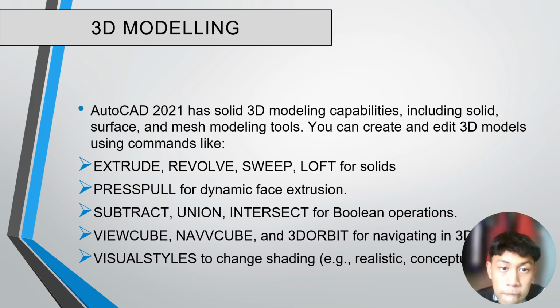For 3D modeling, AutoCAD 2021 has solid 3D modeling capabilities, including solid, surface, and mesh modeling tools. You can create and edit 3D models using commands like extrude, revolve, sweep, loft for solids, press pull for dynamic face extrusion, subtract, union, and intersect for Boolean operations, ViewCube, NavCube, and 3D orbit for navigation in 3D, and visual style to change shading.